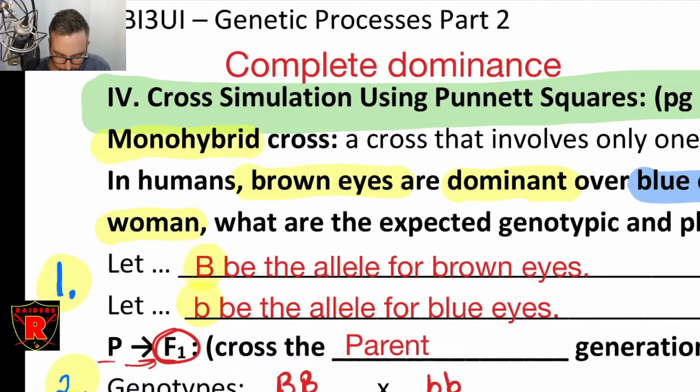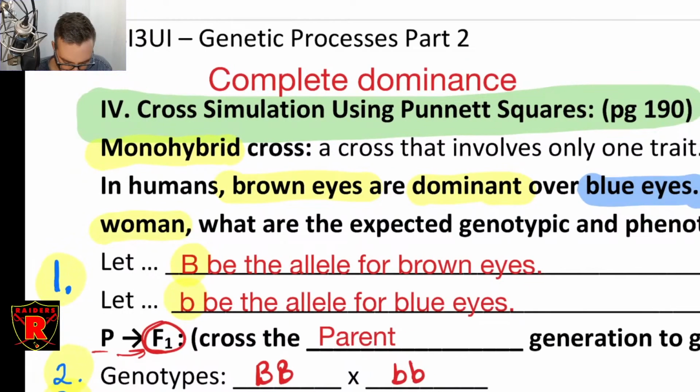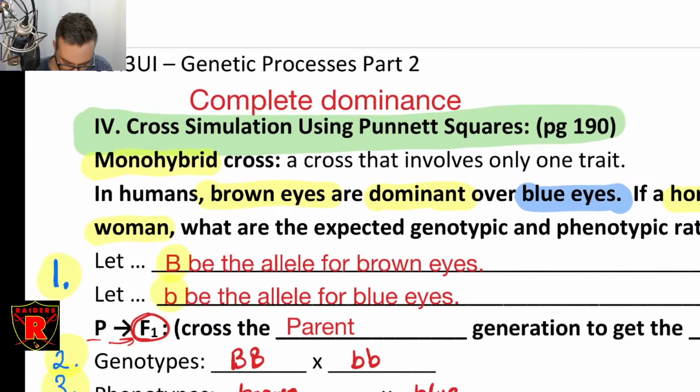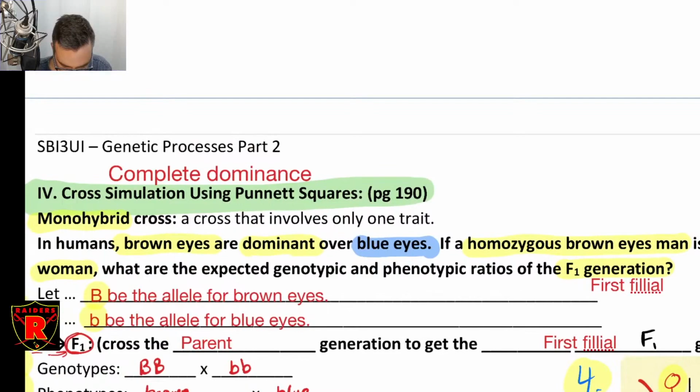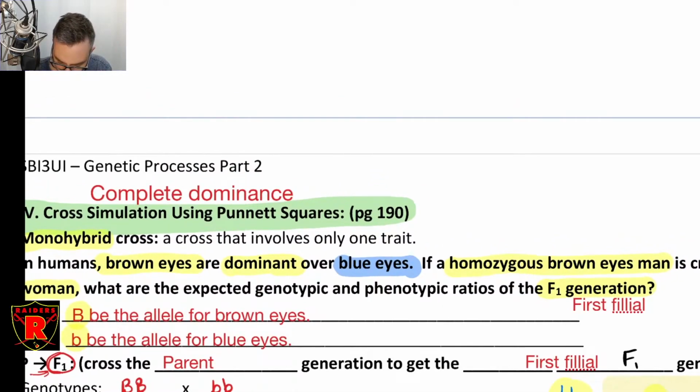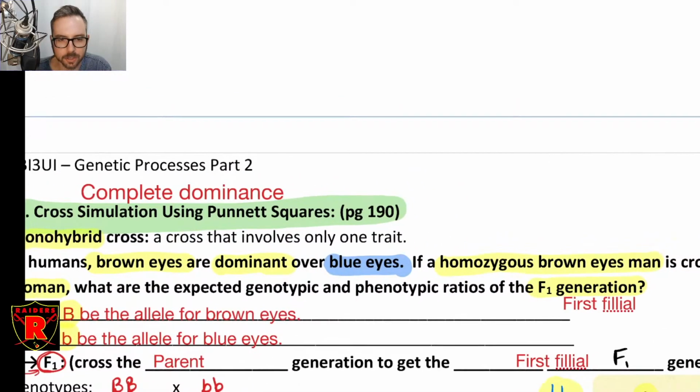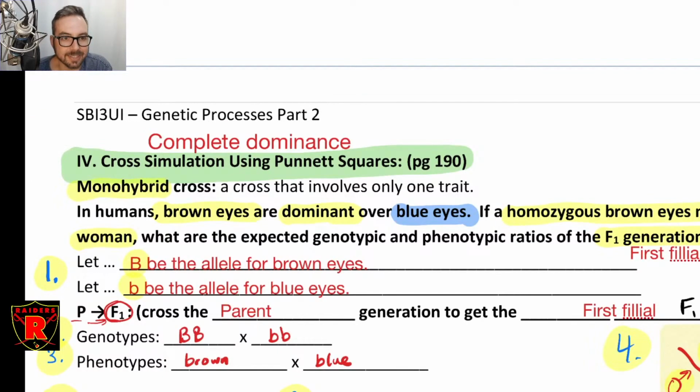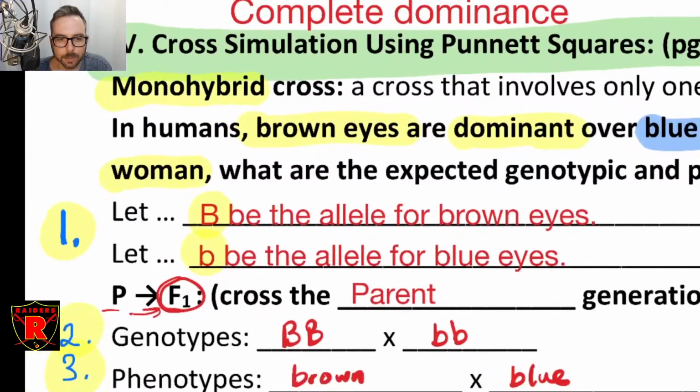So I said let capital B be the brown-eyed allele and little b be the allele for blue eyes. It's evident which one is capitalized and which one is lowercase, which one is dominant. The dominant is always going to be the capital letter. Then I've mentioned here, we're going to cross the parent generation to get the first filial, the F1 generation. You don't need to include that, but that is what we are doing here.